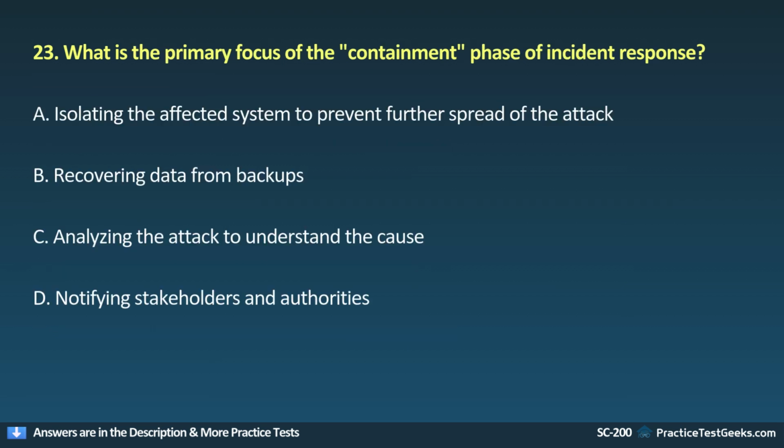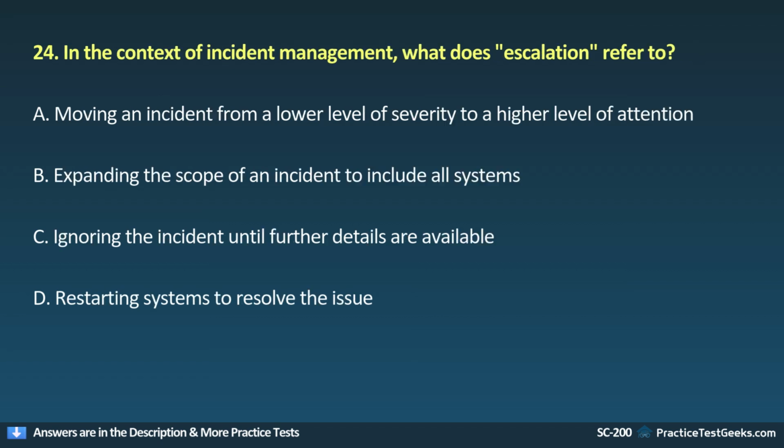23. What is the primary focus of the containment phase of incident response? A. Isolating the affected system to prevent further spread of the attack. B. Recovering data from backups. C. Analyzing the attack to understand the cause. D. Notifying stakeholders and authorities.